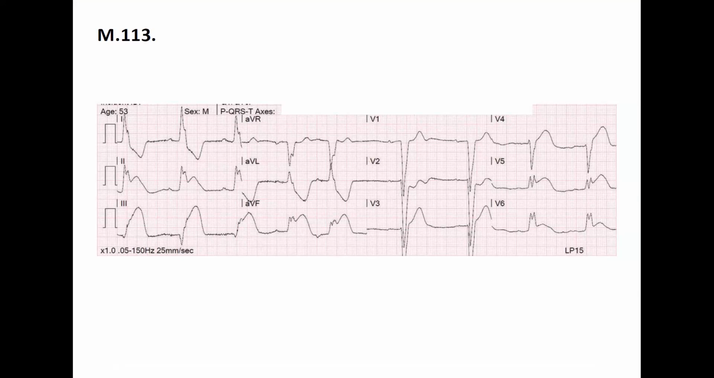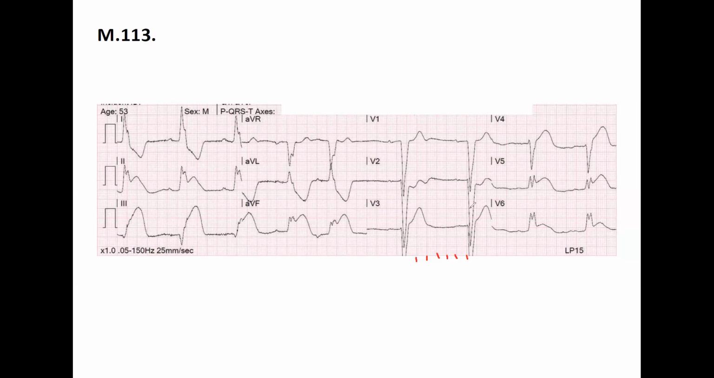Okay, so I'll start with the rhythmicity. I think it's rhythmic. Yes, it is. There are around 5.5 boxes. I tried to check it: 1, 2, 3, 4, 5, 6, 6.5. So the rate is less than 50 for sure. It's very slow, so we have bradycardia.